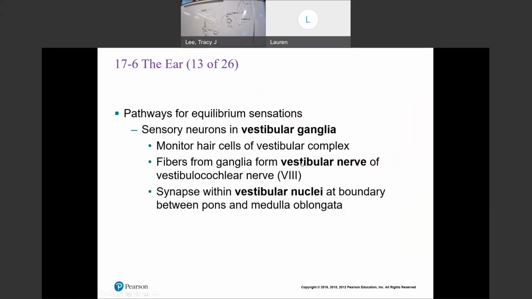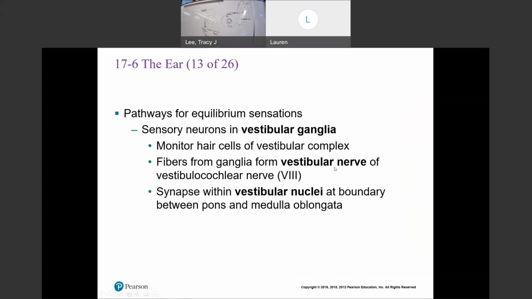Really all you need to know is this is going to go to the vestibular nerve, which is going to be part of the vestibular cochlear nerve. So the vestibular nerve comes from the vestibule, the cochlear nerve or auditory nerve comes from the cochlea. They join and become the vestibular cochlear nerve. I won't ask you about the nuclei. And this, again, is cranial nerve number 8. But you guys know that, right? Because we did cranial nerves.